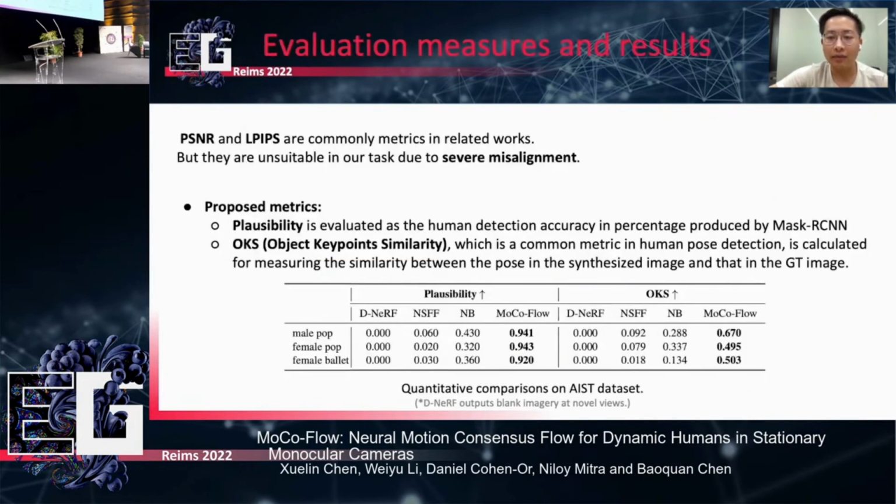Although PSNR and LPIPS are common metrics in related works, they are very unsuitable for our task due to the misalignment between the ground truth images and synthesized views. So we propose to calculate the plausibility and pose accuracy of the synthesized images as human imagery.